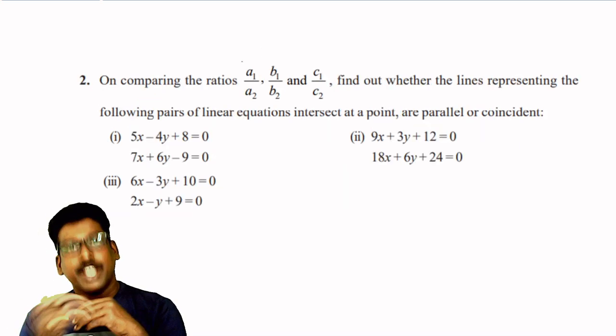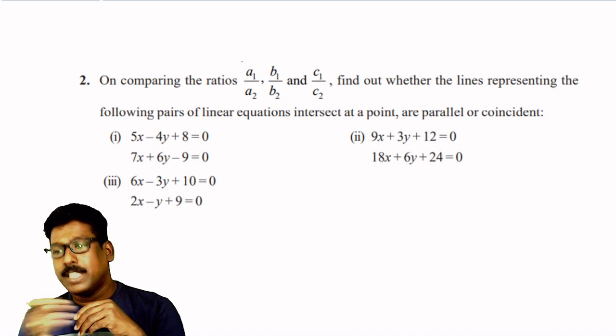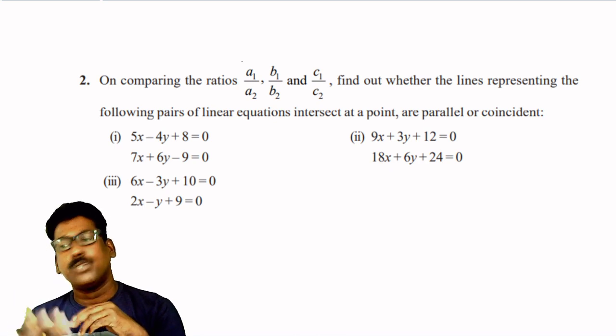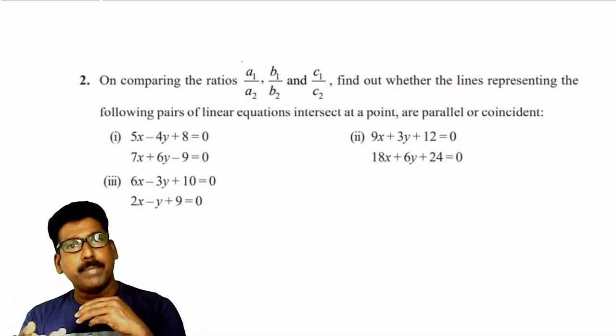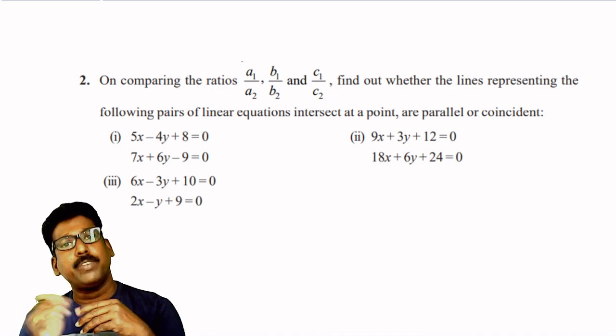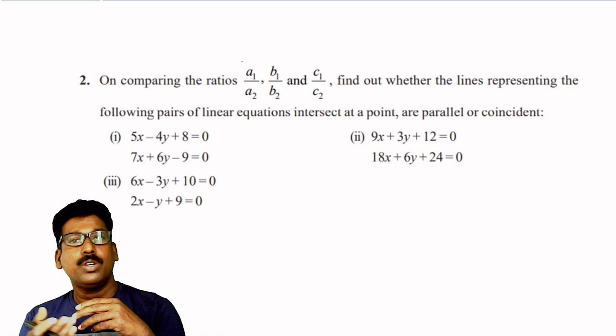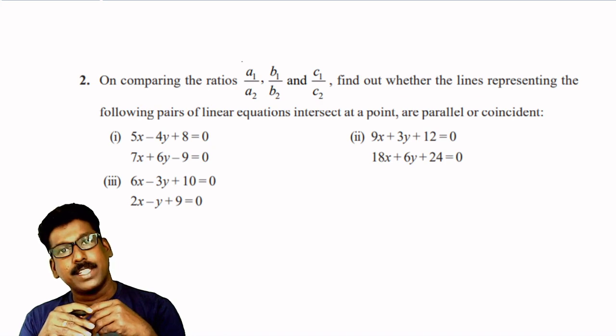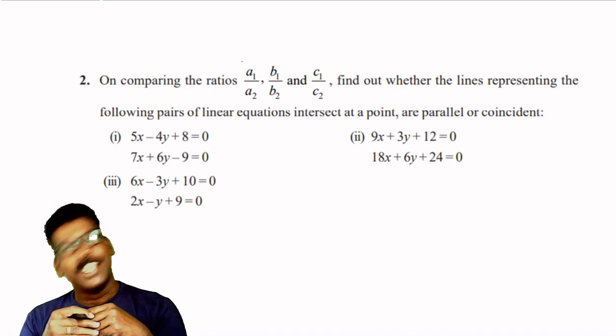Do it. Here you have one more question. Three pairs of linear equations are given. In all the cases, you find out a1 by a2, b1 by b2, c1 by c2. If a1 by a2 is not equal to b1 by b2, you can write the lines are intersecting at a point. And if a1 by a2 is equal to b1 by b2 is equal to c1 by c2, that means all ratios are equal, then you can say the lines are coincident. Do it yourself.